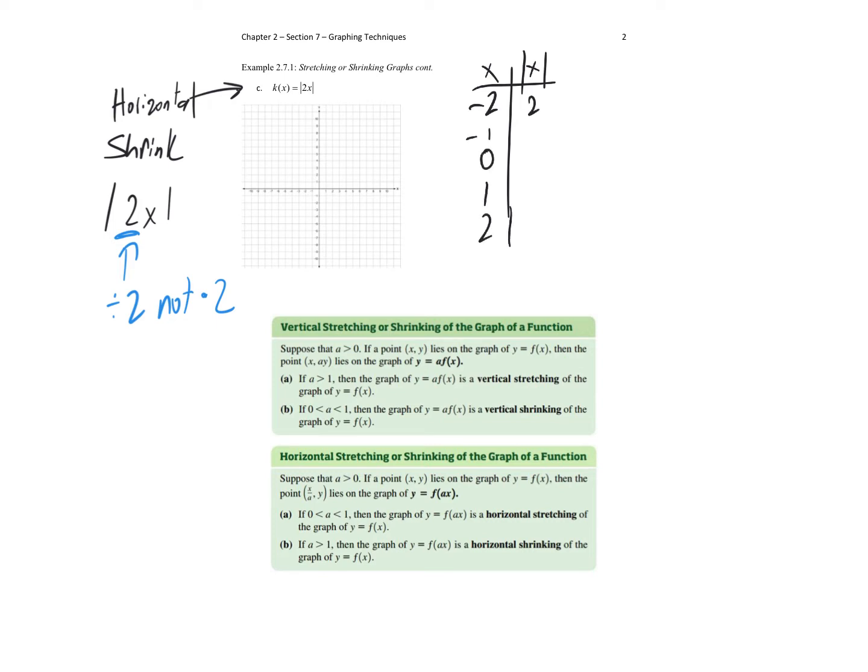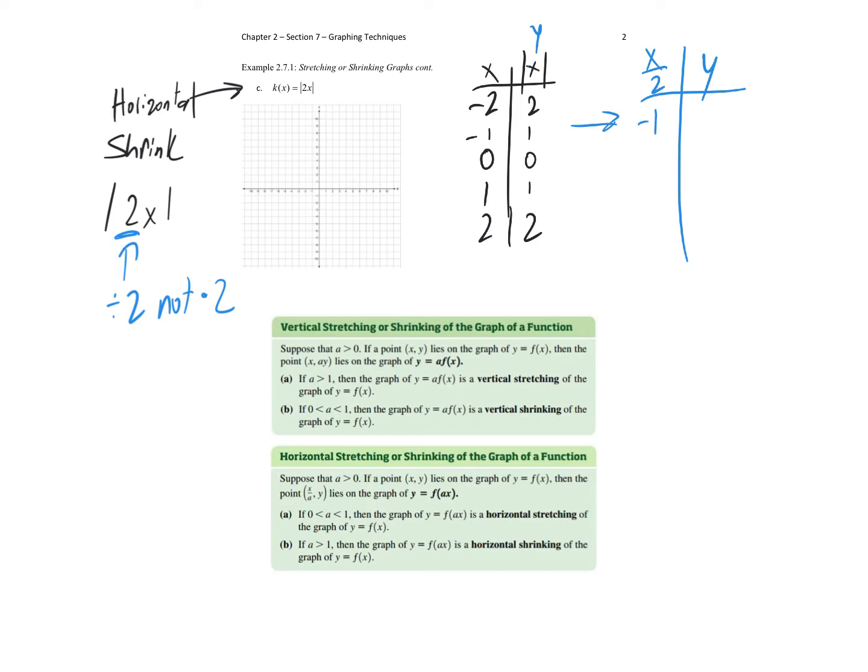So this is, of course, just the parent function. You can find these coordinates in your section 2.6 notes as well. Okay, so what we will do is we're going to do x divided by 2, and we're going to leave the y values all alone in this case.